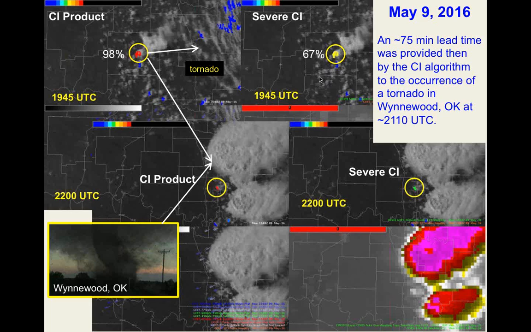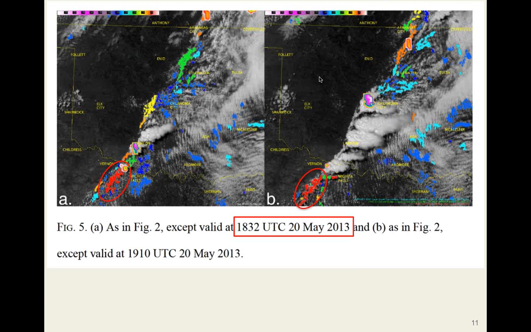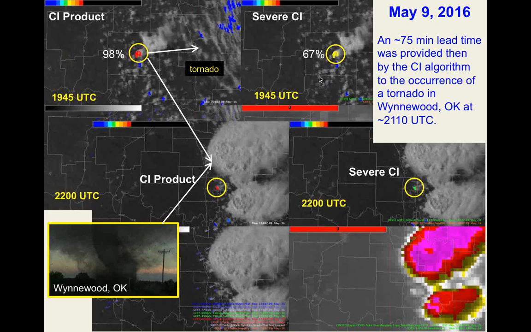This next slide, I think it's slide number 12, is from last week. This is May 9th, where we actually have two versions of the product now running at the hazardous weather testbed that just ended. One in the upper left is the CI product, and I have circled the cloud that has a 98% chance of making rain or convective initiation. And then the severe CI, I also have that same cloud circled. The severe CI product alone pegged that with a 67% chance of becoming a severe storm.